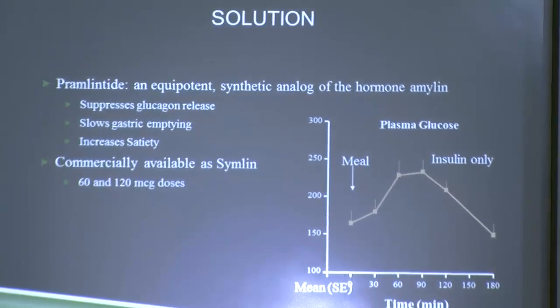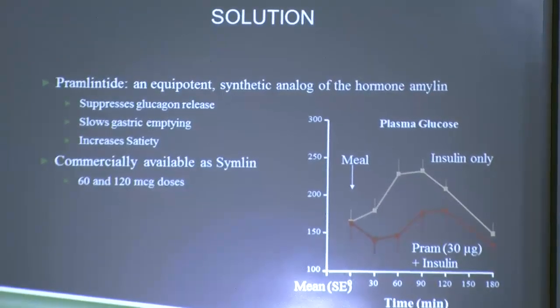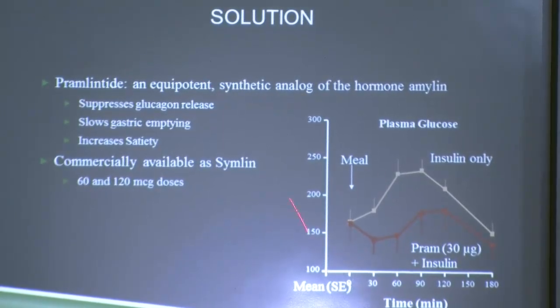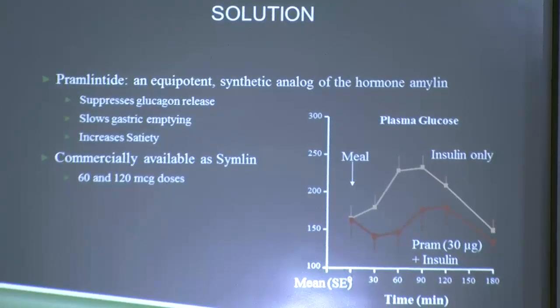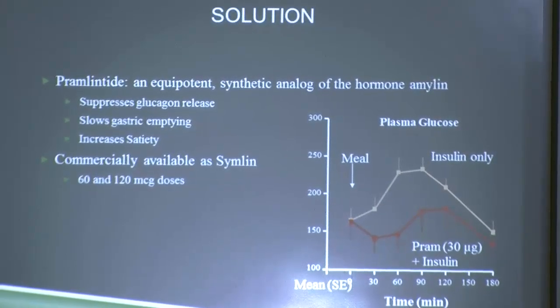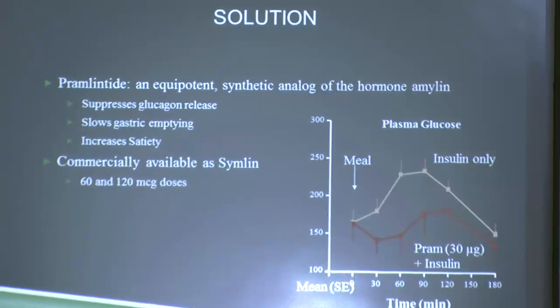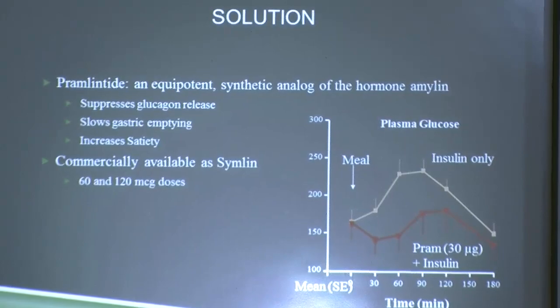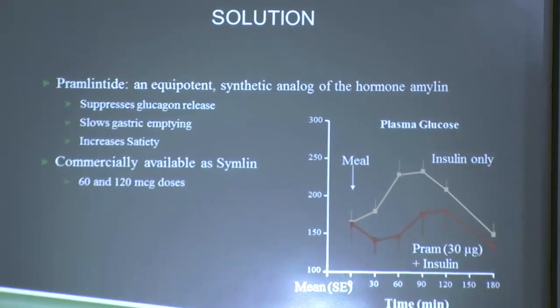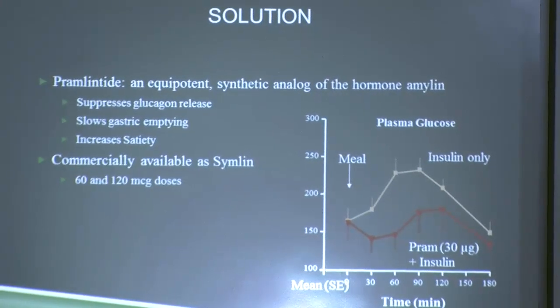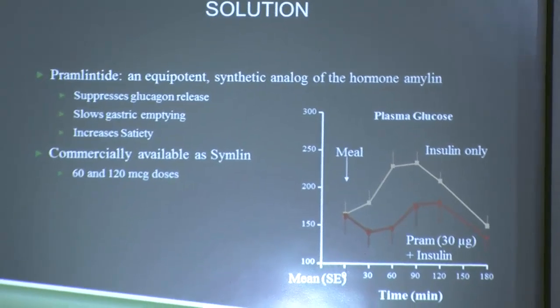And these three mechanisms cause postprandial glucose to be more manageable. So as you can see here, no huge spike occurs, compared with insulin therapy alone. So pramlintide is available commercially as Symlin and is given as either 60 micrograms in type 1 diabetes or 120 micrograms in type 2 diabetics.